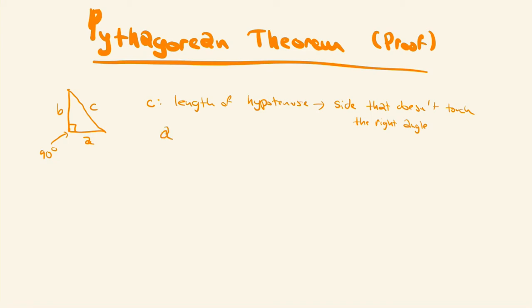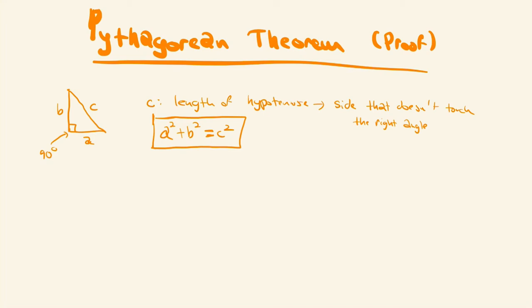All it tells you is there's this really simple equation. It says that a squared plus b squared equals c squared. So the point of this video is to show you, why does that work? Why is that equation true?